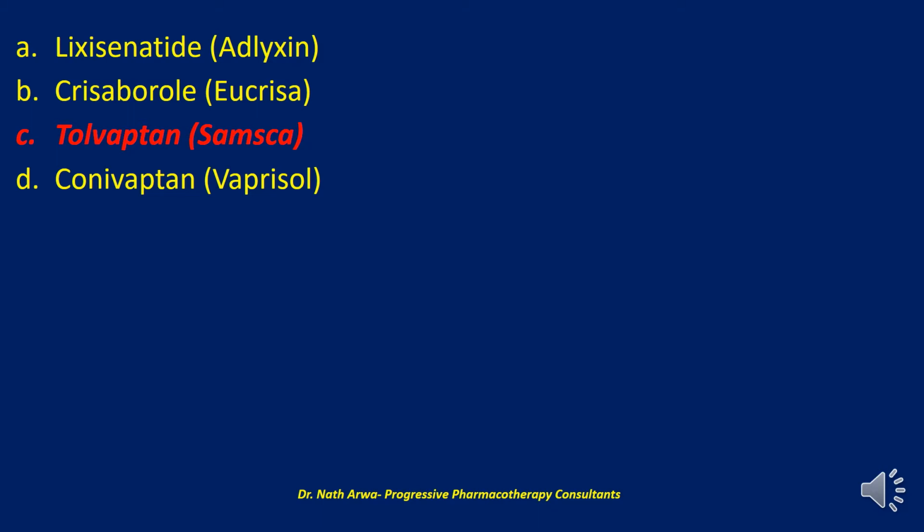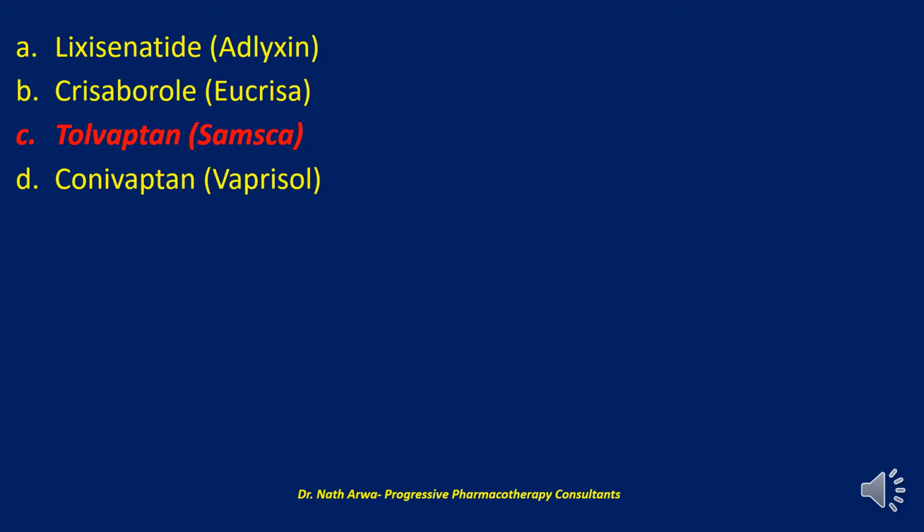Lixisenatide, which is a subcutaneous once daily GLP-1 receptor agonist, is indicated in the treatment of type 2 diabetes mellitus. So it would not help us much in this condition. And crisaborole is a topical phosphodiesterase 4 inhibitor, and it's indicated in the treatment of mild to moderate atopic dermatitis. So it would not sort this problem either.